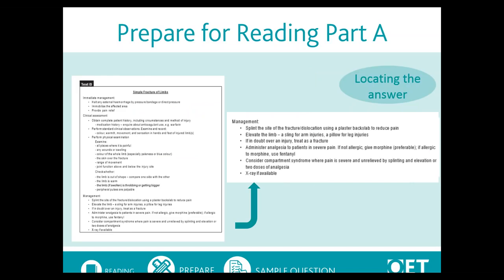So here you can see the details are provided next to the answer. So if a patient is allergic to morphine, you should use fentanyl. And in the other question, where details were given about what to do if the pain is severe and unrelieved by various treatments, the answer would be to consider compartment syndrome.